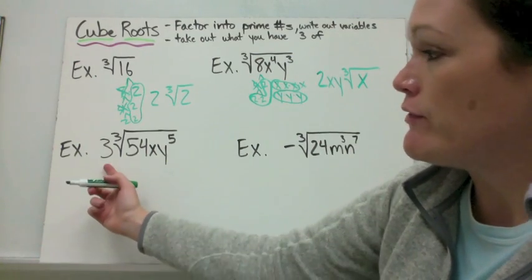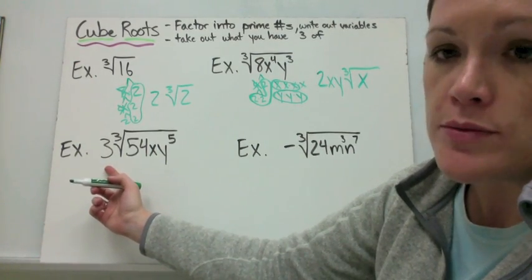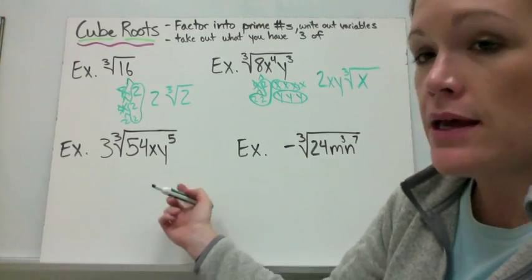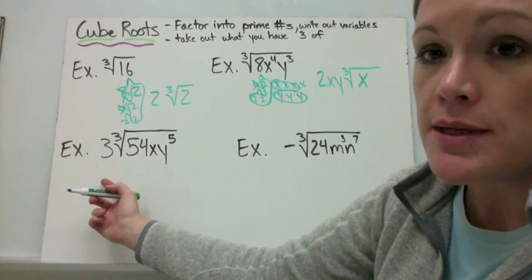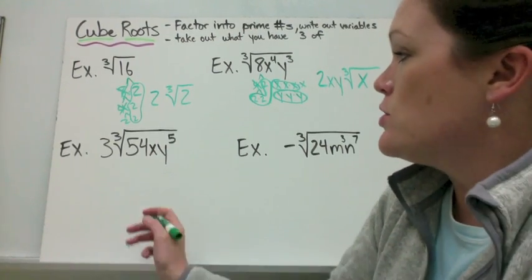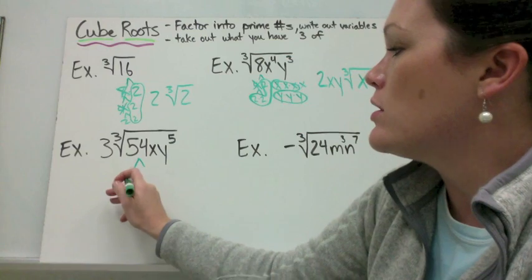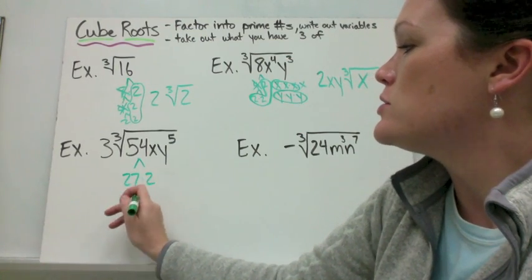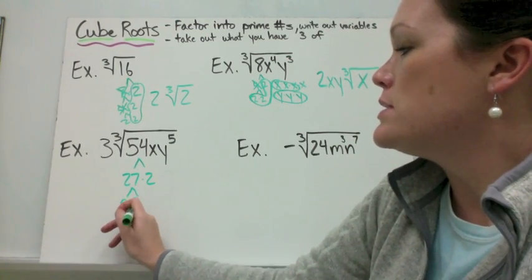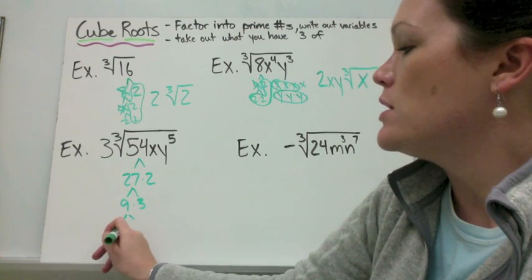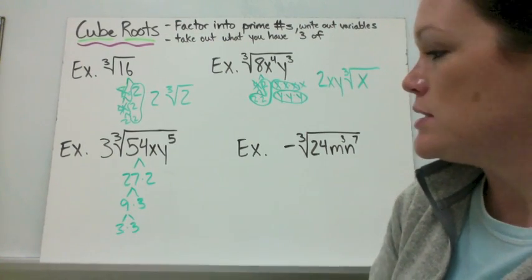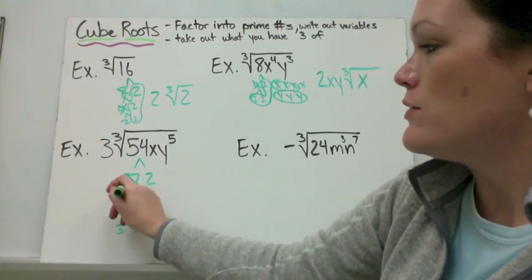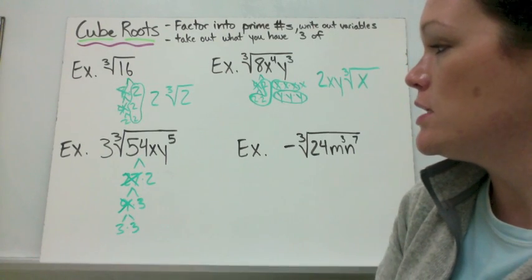I have a 3 now out front, so just like on our square root problems, we're going to take out what we can and then multiply that by that 3. But in the meantime, it just stays there. So we have 54 comes from 27 times 2. 27 comes from 9 times 3. And 9 comes from 3 times 3.